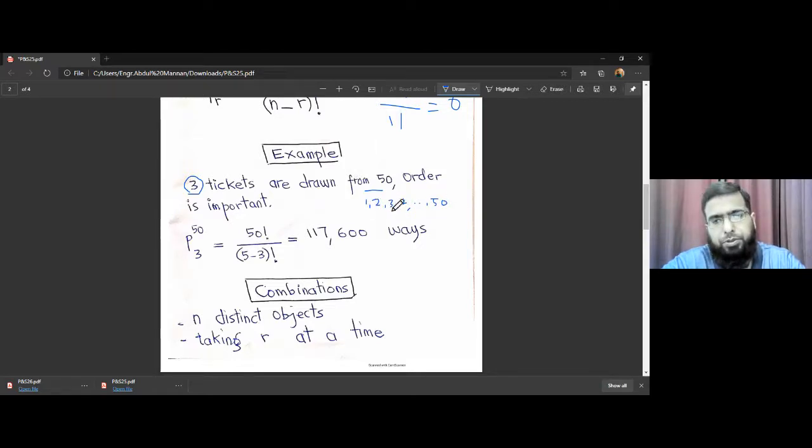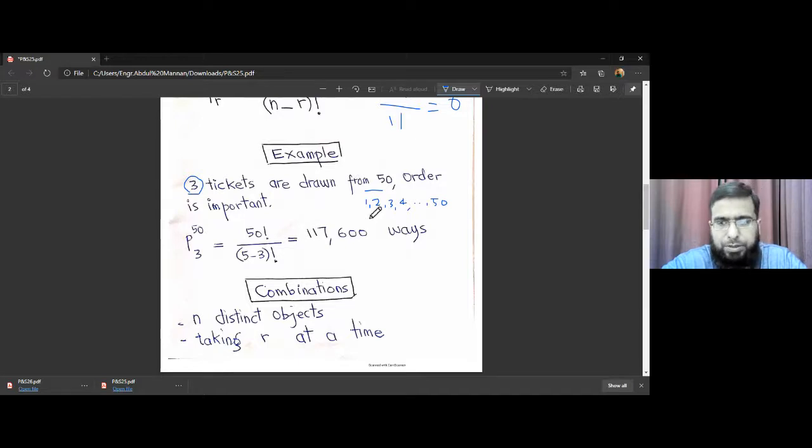So we can select 1, 2, 3. It's one way we can select 3 tickets. 1, 2, 3. Or we can select 1, 2, 4. It's another way. We can select 1, 2, 5. So in how many ways can we select 3 tickets? Order is important, meaning 1, 2, 3 is different from 3, 2, 1, which is different from 2, 1, 3.